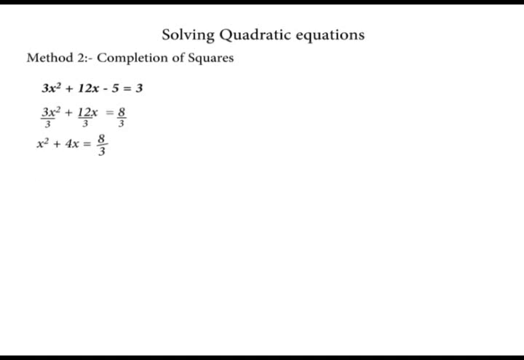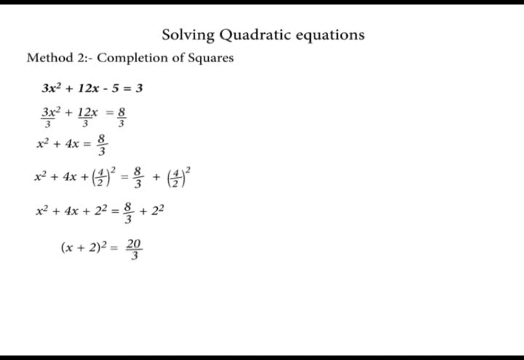So we shall have x squared plus 4x plus (4 over 2) squared is equal to 8 over 3 plus (4 over 2) squared. That will give us x squared plus 4x plus 2 squared is equal to 8 over 3 plus 2 squared. We take x squared and 2 squared together. So you have (x + 2) squared is equal to 20 over 3. 8 over 3 plus 2 squared will give us 20 over 3.